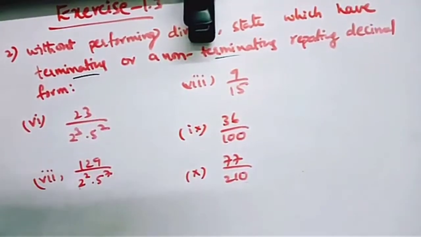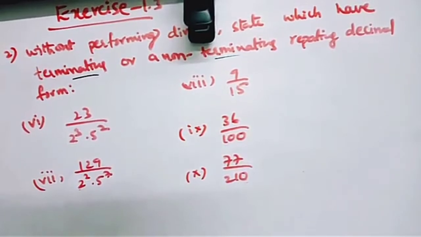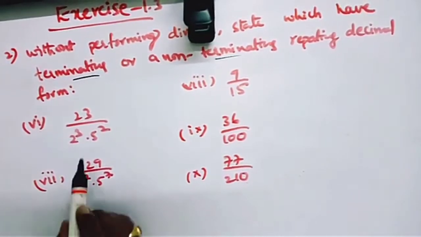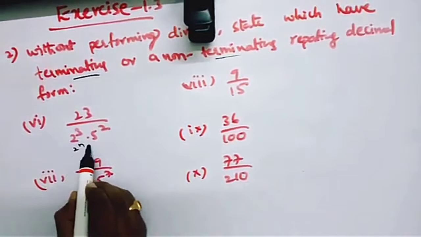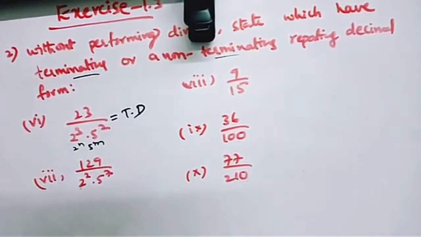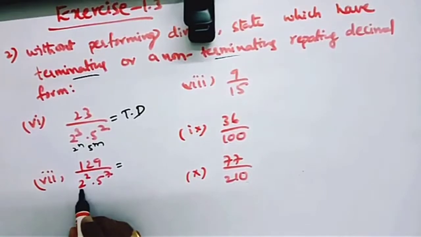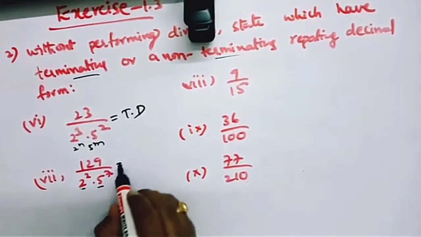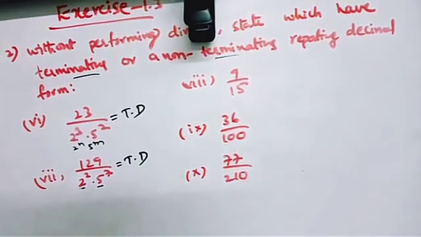Next one, the sixth one: 23 by 2 power cube and 5 square. See, it is already given directly in the form of 2 power n and 5 to the power of m, so it is a terminating decimal. So here, 125 by 2 power n and 5 to the power of m, so it is also a terminating decimal.